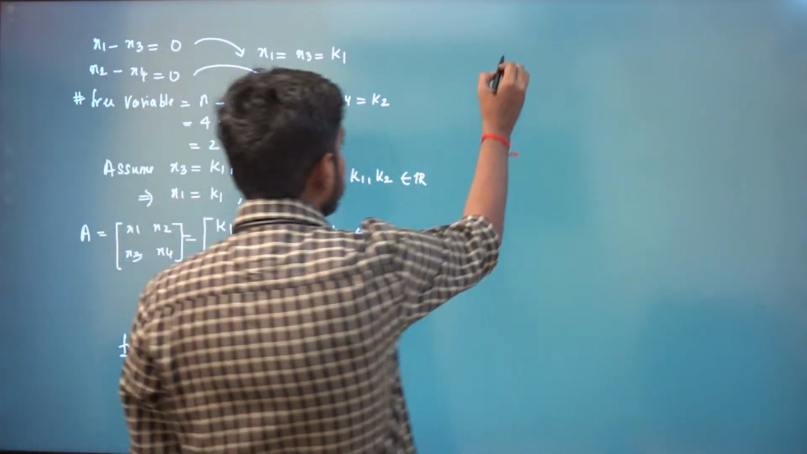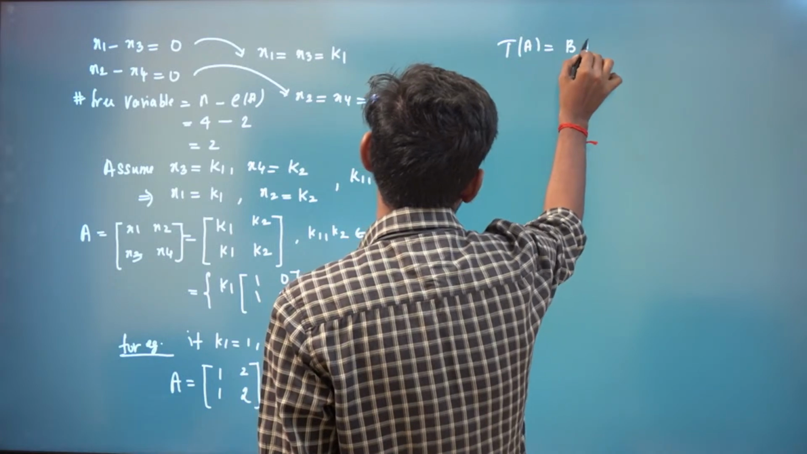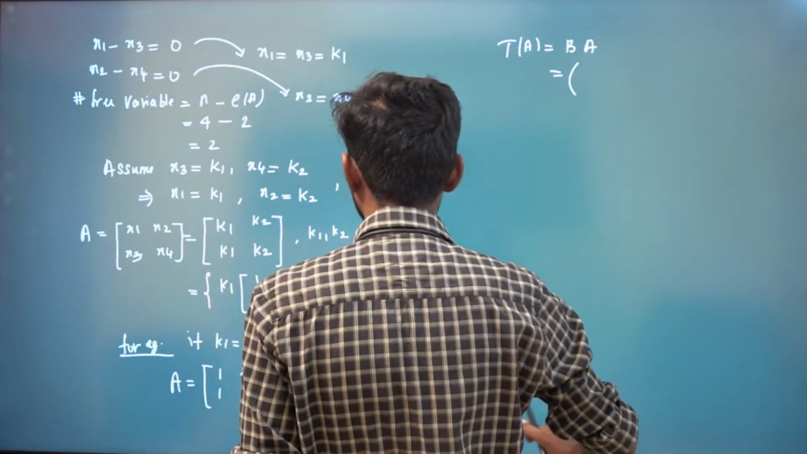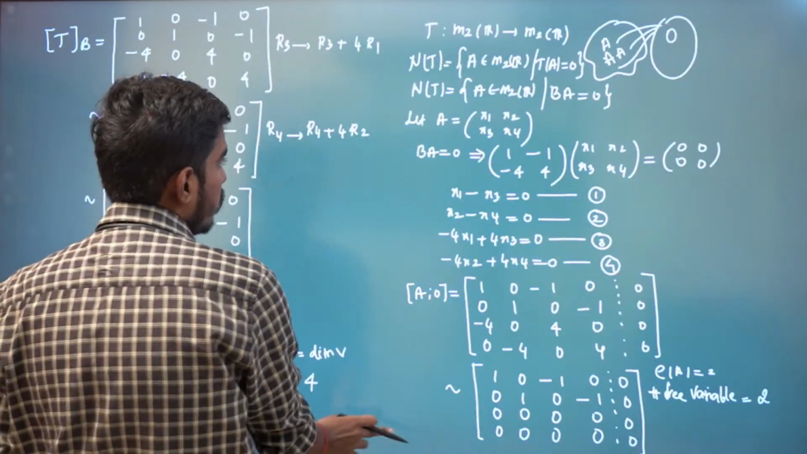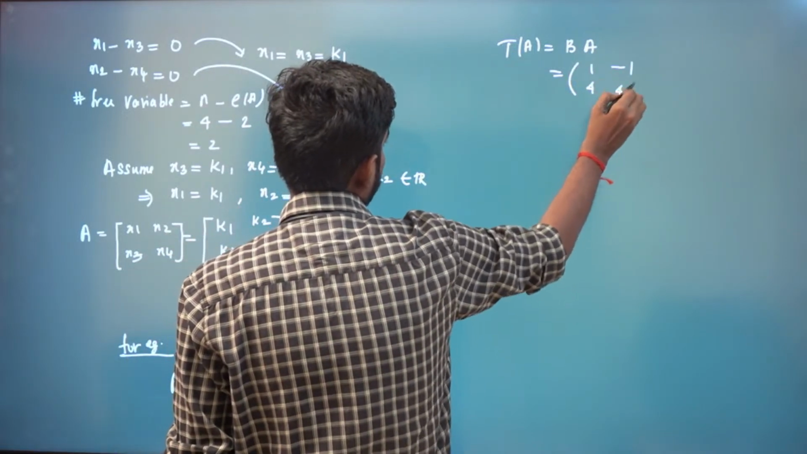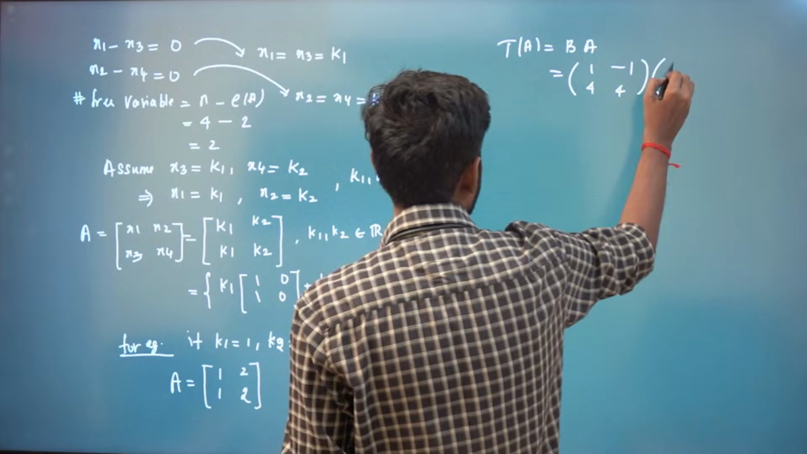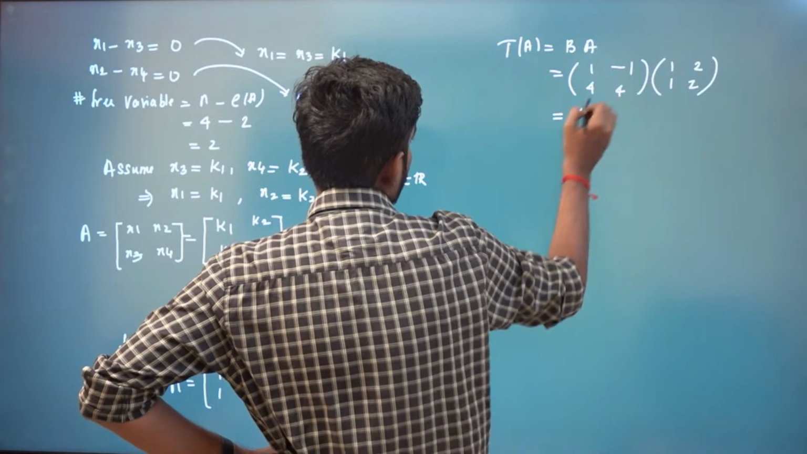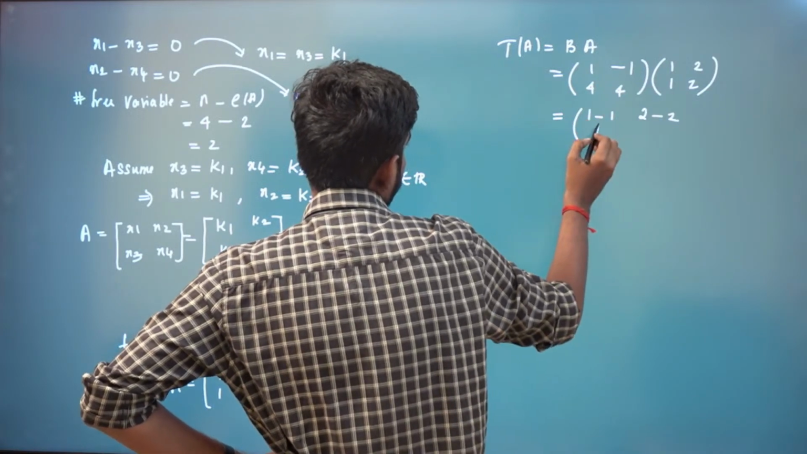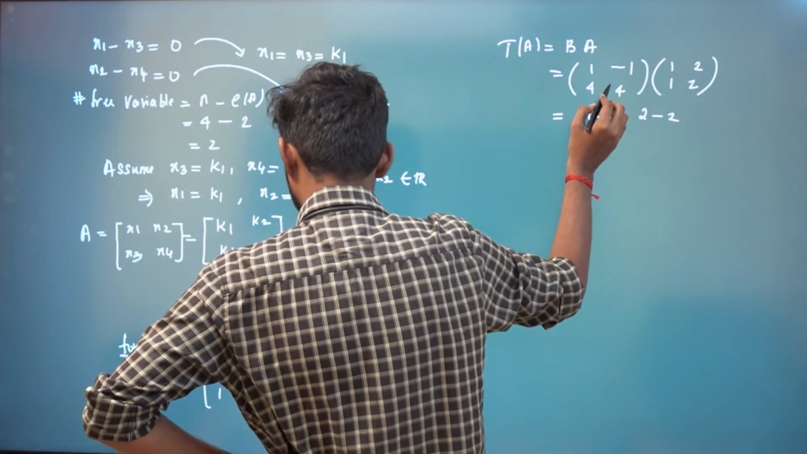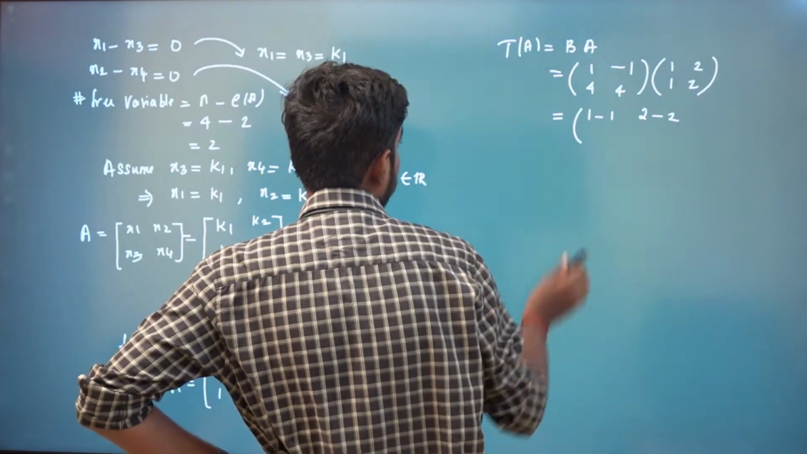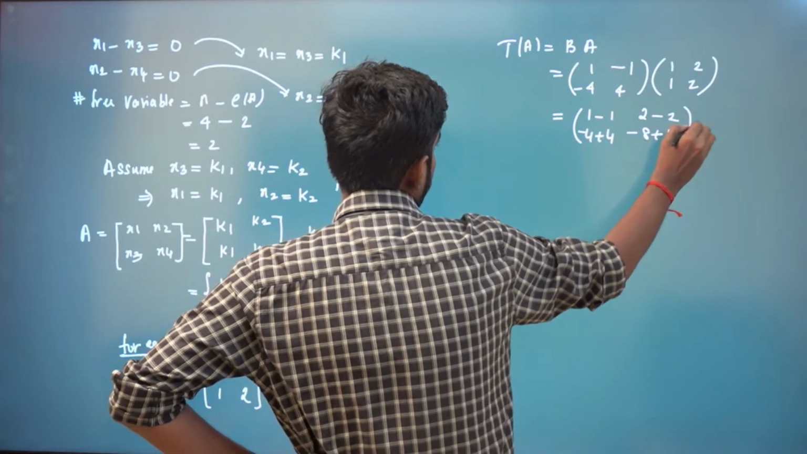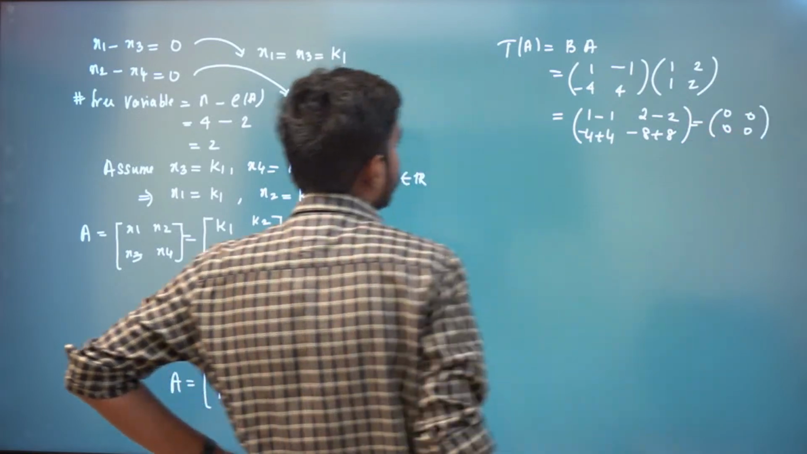You can check it. What is T of A? T of A is equal to B times A. So what is T of this matrix? B times A. What is B? B is 1 minus 1 minus 4 plus 4, times A. I'm just finding output vector for this A. This will be equal to 1 minus 1, 2 minus 2, minus 4 plus 4, minus 8 plus 8. So you can see this maps to 0 vector.